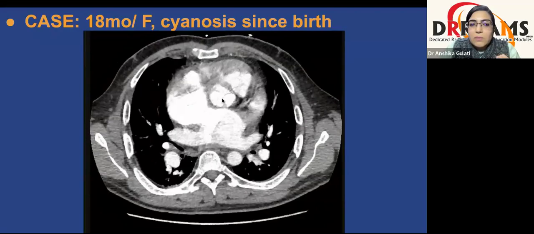This is aorta, this is pulmonary artery. So aorta is anterior and to the left of pulmonary artery. So what is this arrangement? This is LTGA, levotransposition of great arteries.